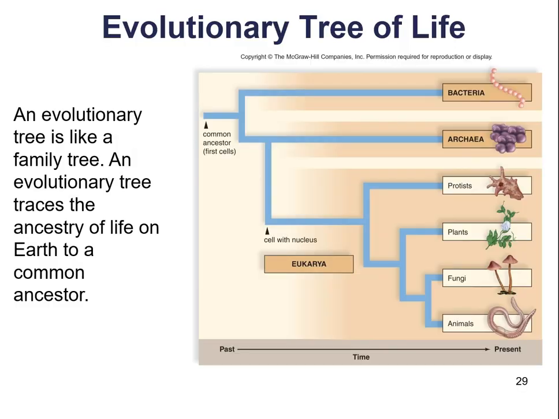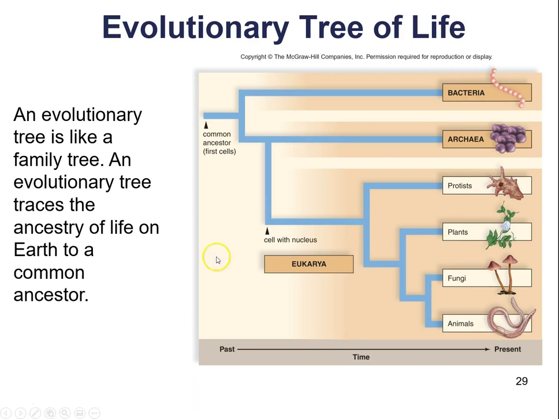Again, we're introducing this concept of evolution. When we talk about evolution, and when we do this next semester and really focus on taxonomy and the different types of species and groups of organisms that exist, we look at a lot of these evolutionary trees. It's like a family tree. It traces the ancestry of life on Earth back to a common ancestor.